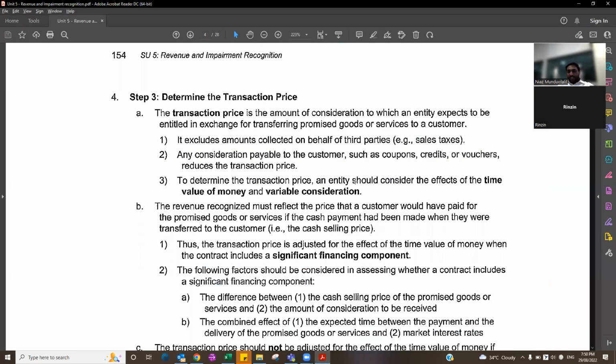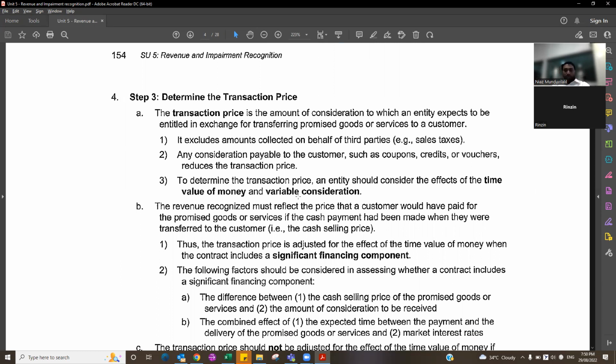To determine the transaction price, an entity should consider the effect of the time value of money and the variable considerations. So here, which we discussed, time value of money is what? For example, I sold something to you, and you are going to pay after 2 years. So here there is some financial part. I will consider it as interest from you. If, for example, you come as a cash buyer and he comes as a credit buyer, for you, I'm going to sell it for 50,000. For him, I'm going to sell it for 60,000. So 10,000 is a higher price I'm charging him. That is the financial part.